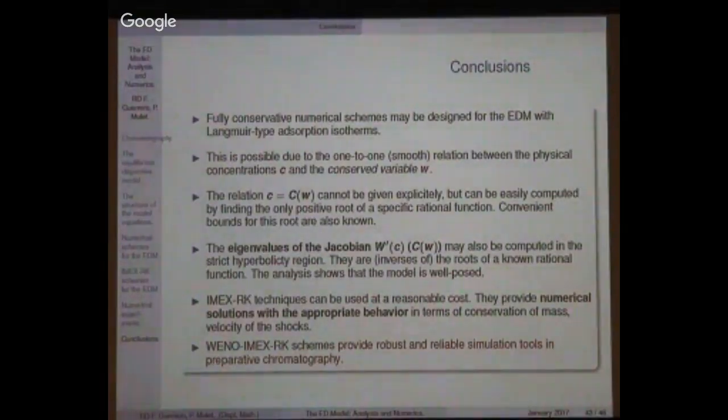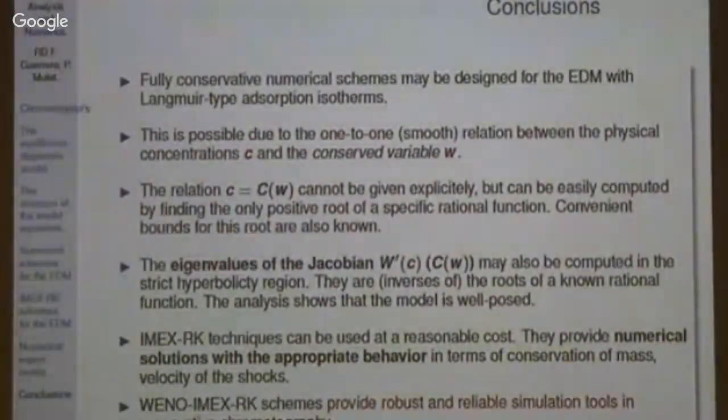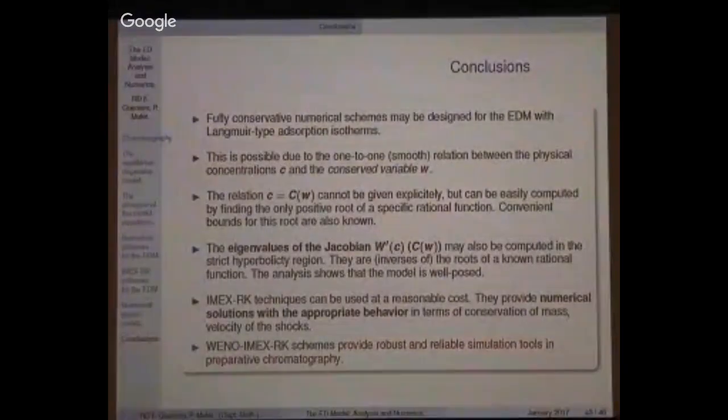We can use fully conservative numerical schemes for the equilibrium dispersive model with this type of isotherms. Okay, there's no need to linearize. This is possible because we have a one-to-one smooth relation between the physical concentrations and the conserved variables, which involves the concentrations on the mobile and the stationary phase. This relation cannot be given explicitly, but we don't care because we can compute it, okay? As a byproduct, we get all the eigenstructure of the involved matrices, so you can compute them if needed, okay?